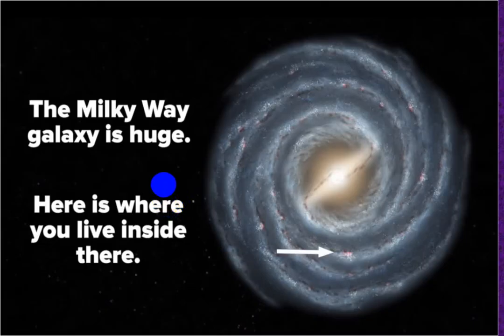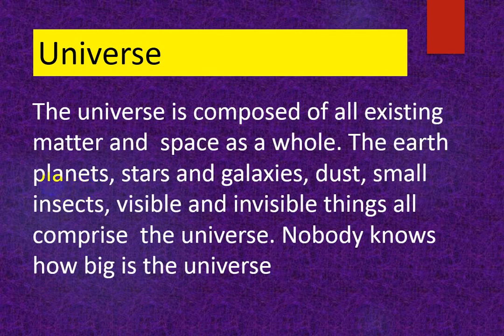This is the Milky Way galaxy. It is huge. Here is our solar system inside it. Okay, the universe. The universe is everything, including Earth, small things, tiny things, visible, invisible, galaxies, planets, stars. Everything is composed of the universe. There is no limitation of the universe. So everything in the universe is composed of all existing matter and space as a whole.